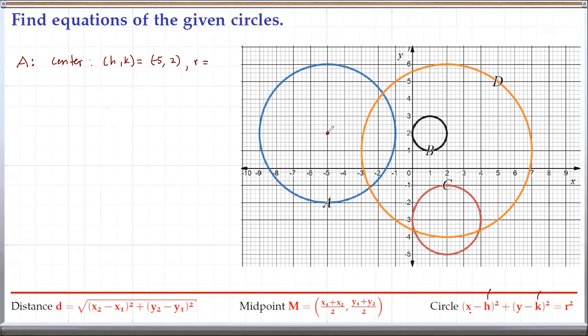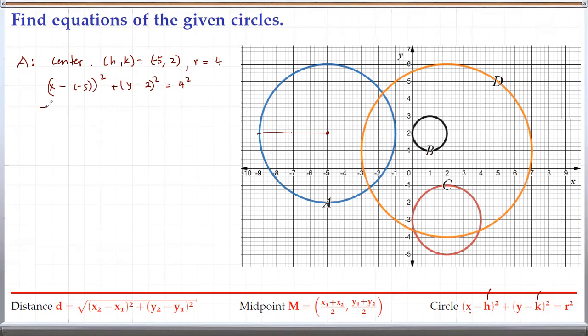So looks like the radius is this length, which is 1, 2, 3, 4, 4 units. The radius is 4. So now we are ready to write down the equation of the circle. x minus h squared. So that means x minus -5 squared plus y minus k squared, y minus 2 squared equals r squared, which is 4 squared.